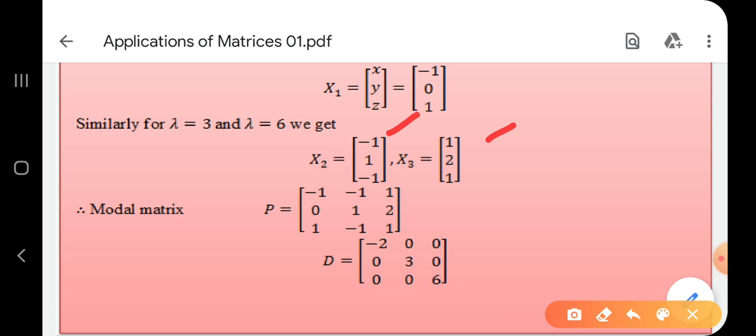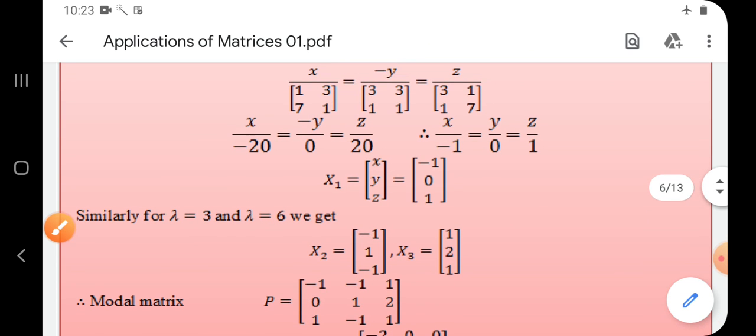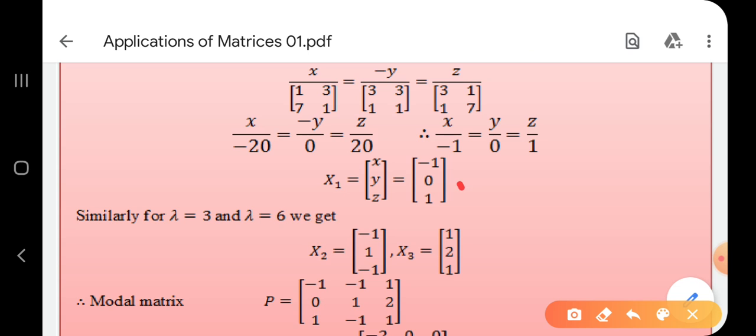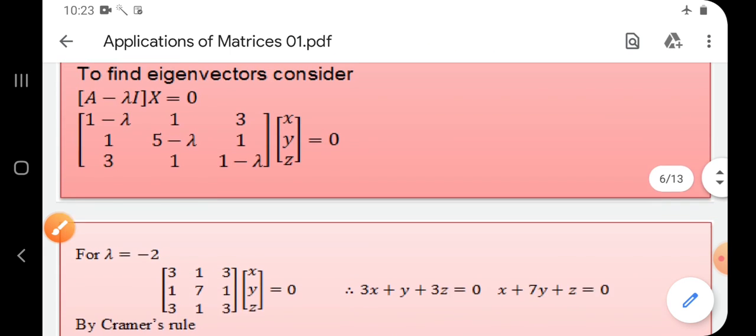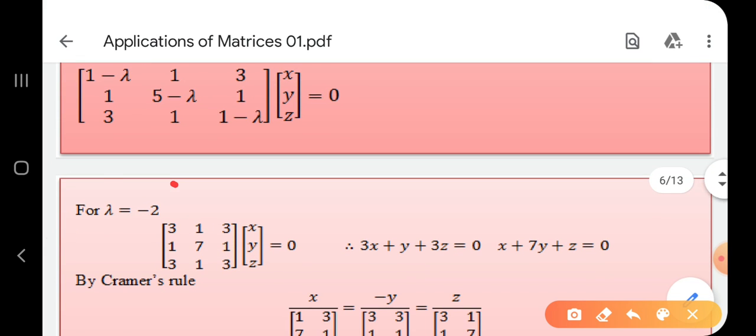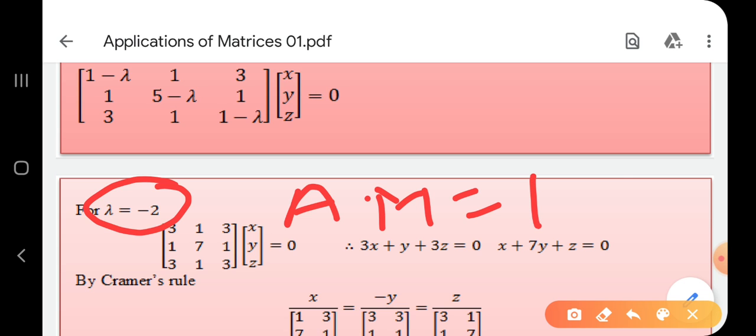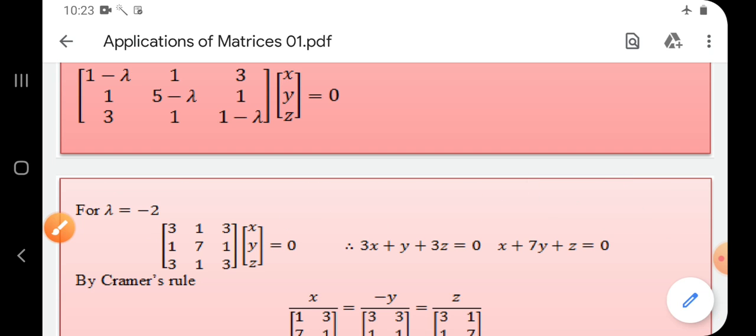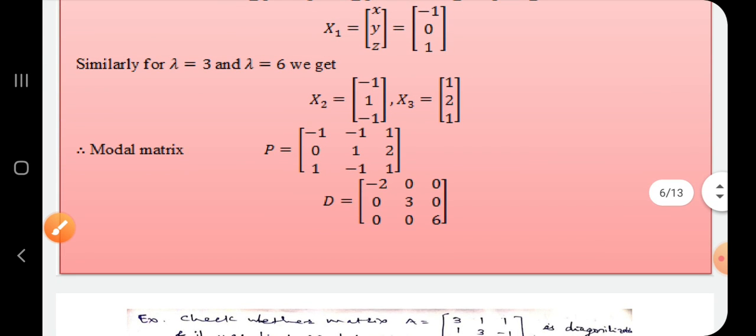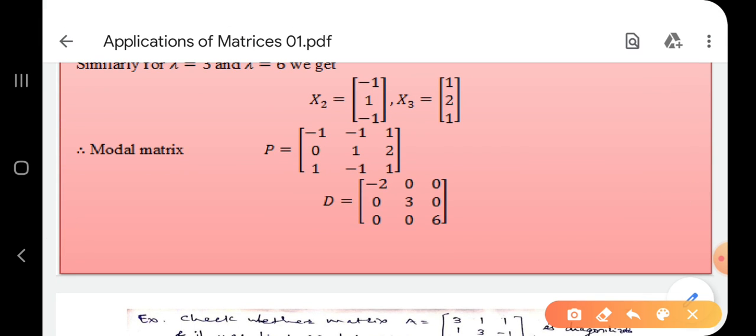Correct? Now if you see carefully here, for the first eigenvalue there is only one eigenvector, meaning the geometric multiplicity is 1. And for the same eigenvalue, lambda equal to minus 2, the algebraic multiplicity is also 1. So the algebraic multiplicity is equal to the geometric multiplicity for each and every eigenvalue. So matrix A is diagonalizable.